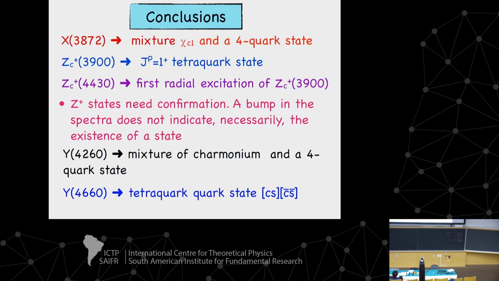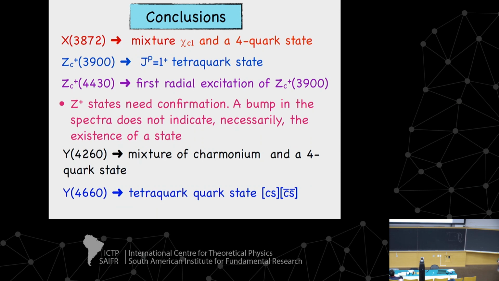So now I arrive at my conclusions. What we can say about the X is that it's probably a mixture between a four-quark state and a c c-bar state. Z_c(3900) is probably a tetraquark state, and the Z_c(4020) is the first radial excitation of this state. The Z+ states, the charged charmonium-like states, need confirmation, of course, because there are too many of them.